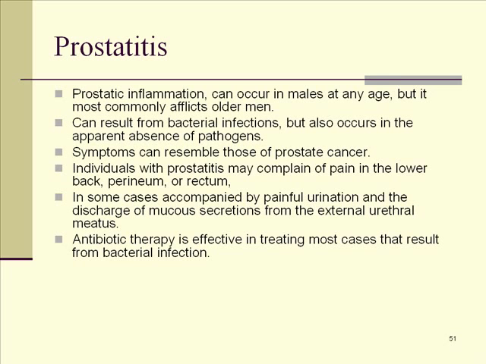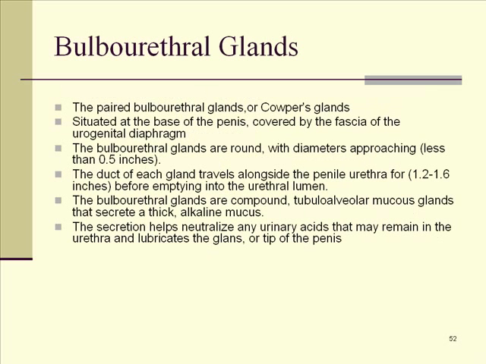Typically, you'll see that associated with enlargement of the prostate gland and or prostatitis. Prostatitis is basically prostatic inflammation. The itis means inflammation. It occurs in males at any age, but most commonly afflicts older males. It can result from bacterial infections, but also can occur in the apparent absence of pathogens. Symptoms resemble those of prostate cancer: difficulty with urination, blood in the urine, and a degree of pain. Because of the location of the prostate gland, in close proximity to the rectum, a person may also have pain when they move their bowels, or may not be able to move their bowels because of prostatic inflammation, so it's a painful condition. In some cases it is accompanied by painful urination and discharge of mucus from the external urethra. Antibiotic therapy is typically effective in treating this bacterial infection.